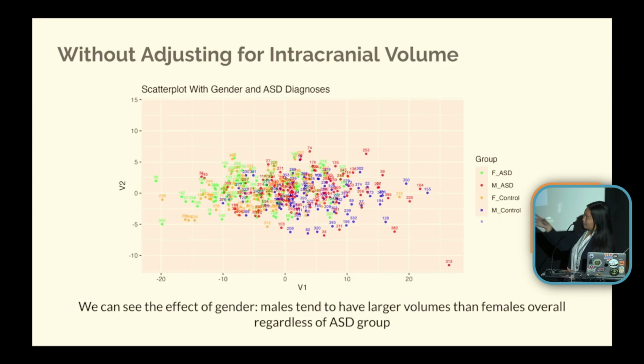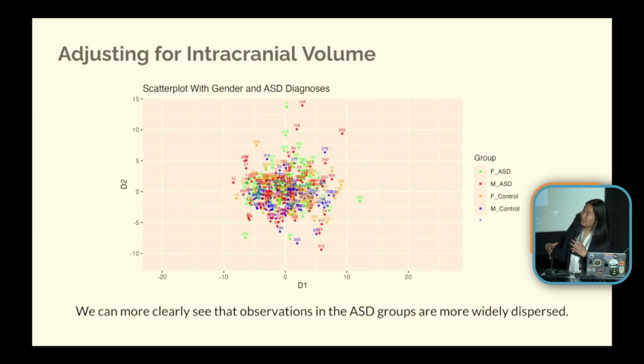In our first plot here, we can see that the differences are mainly due to gender. Generally, guys have larger heads than girls, and we can see that difference here, where regardless of whether the patient is ASD or neurotypical, the guys tend to have larger heads than girls. We get rid of this effect by normalizing the data by dividing by intracranial volume, and now you can't really see the gender divide anymore, and rather we're just looking at the diagnoses effects. We can see that the patients with ASD are more widely dispersed. On the outer rim, it's mostly ASD observations, whereas the control observations are more clustered in the center.